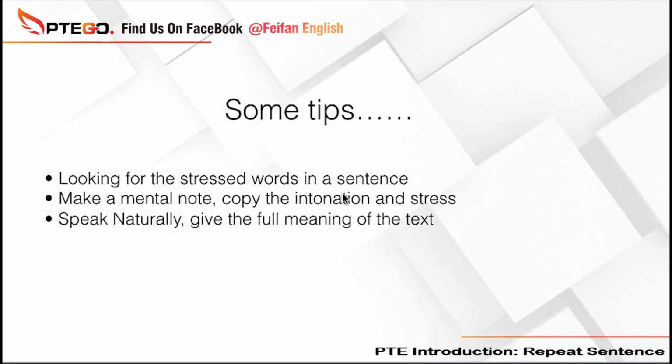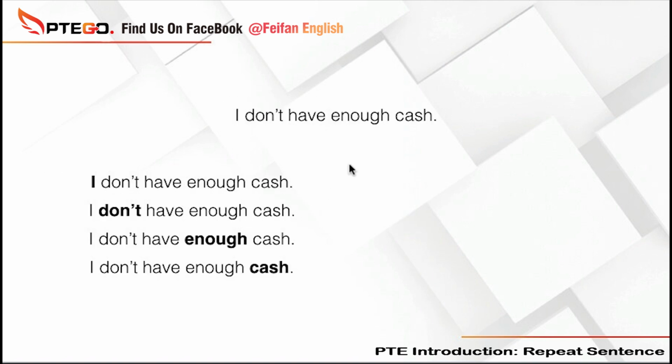For example, look at the stressed words in a sentence, where the stress of the speaker was, and make a quick mental note of how to copy the intonation and stress in that sentence. Speak naturally, avoid any accents, because you can only repeat what was given to you, and give the full meaning of the text. So understand the difference between the different stressing. For example, I don't have enough cash. The stress is on the person, I. Or the stress could be on don't. I don't have enough cash. Understand the difference between the stressing. I don't have enough cash. Now the stress is on enough.